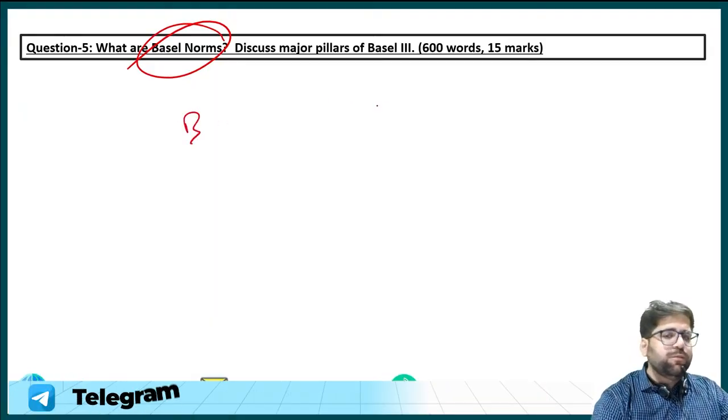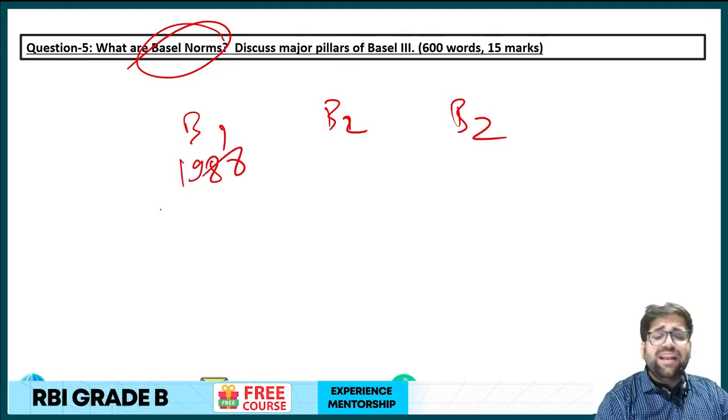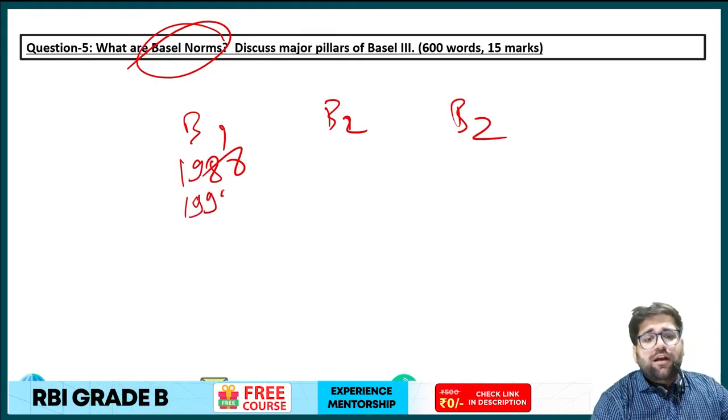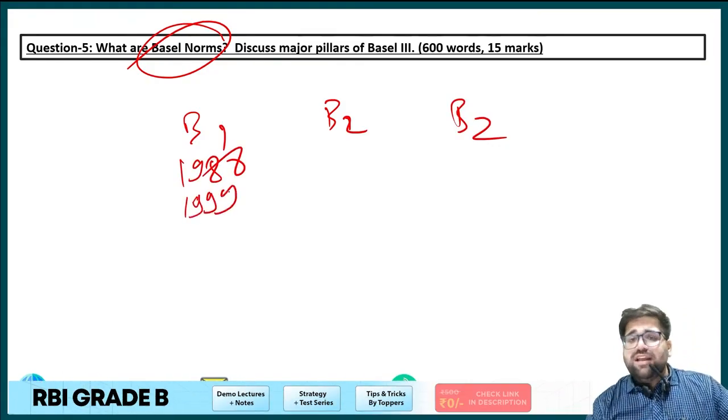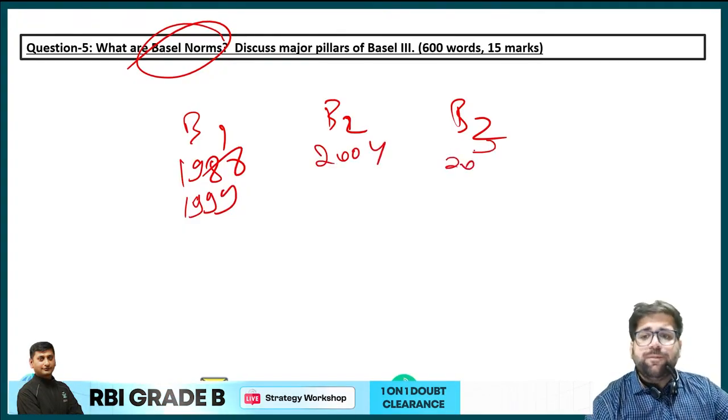There are 3 Basel norms. A very easy question: Basel 1, Basel 2, and Basel 3. Basel 1 came in 1988. It was established in India in the year 1999. Basel 2 came in 2004. Basel 3 came in the year 2010.